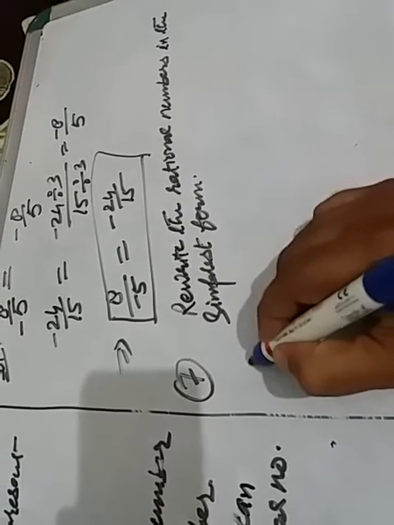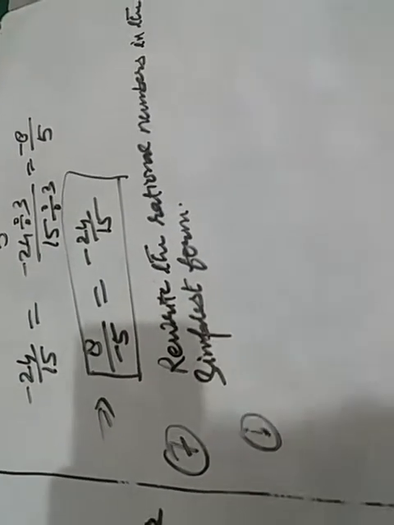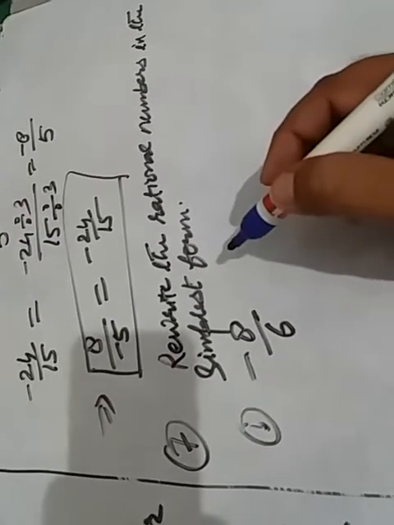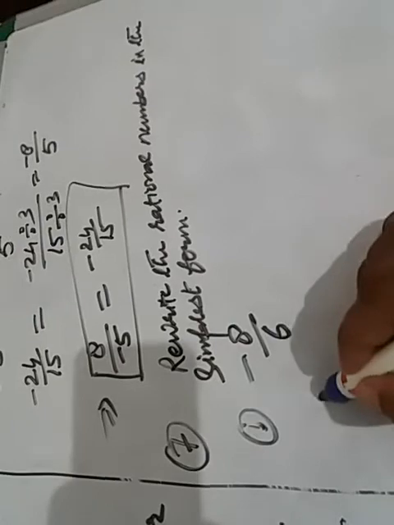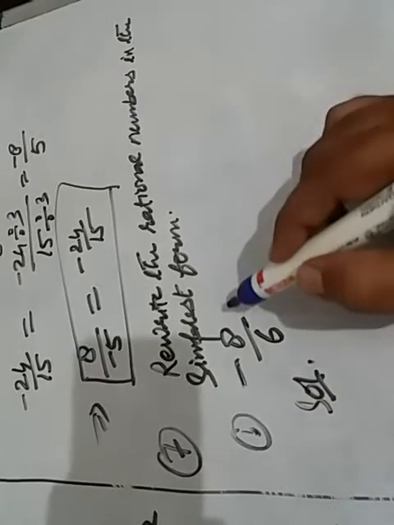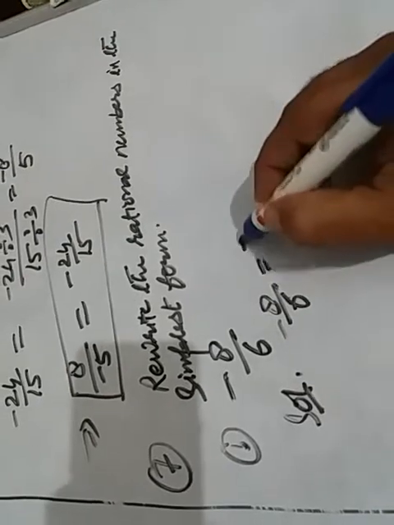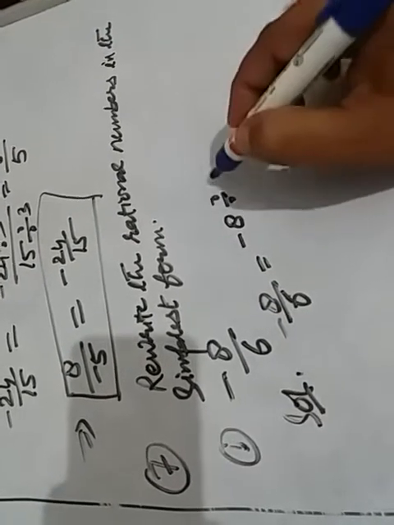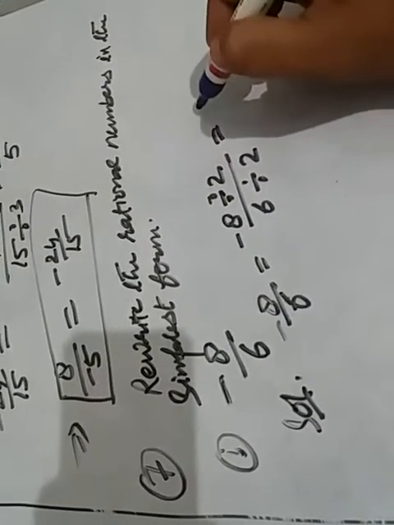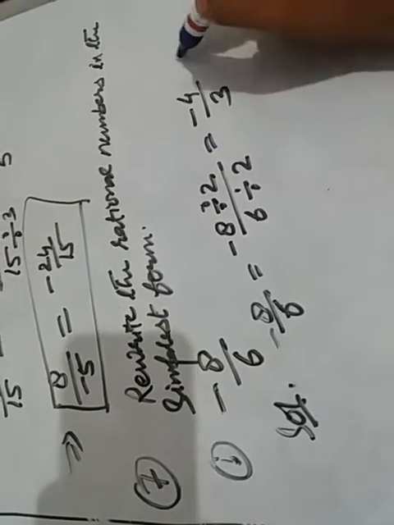Let us see the first part. The question is minus 8 upon 6, the number that has to be written in the simplest form. Start the solution, children. How will you write? Let us find the non-zero common divisor for 8 and 6. Minus 8 upon 6 equals minus 8 divided by 2 upon 6 divided by 2, that is minus 4 upon 3, and that is the answer.